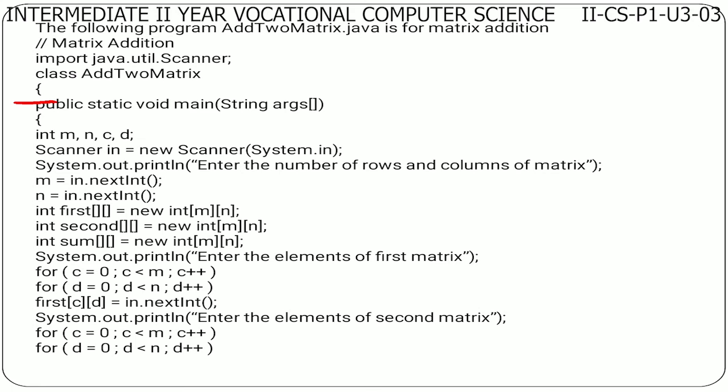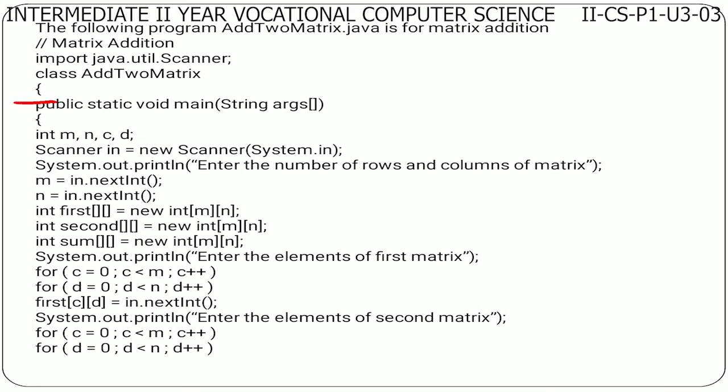declaring int m, n, c, d, that is variables m, n, c, d are declared as integers. Then Scanner in = new Scanner(System.in), that is I'm creating an object for the Scanner class so that I can use it further. System.out.println("Enter the number of rows and columns of a matrix"), that is printing a statement asking the user to enter the number of rows and columns of a matrix. m = in.nextInt(), n = in.nextInt().